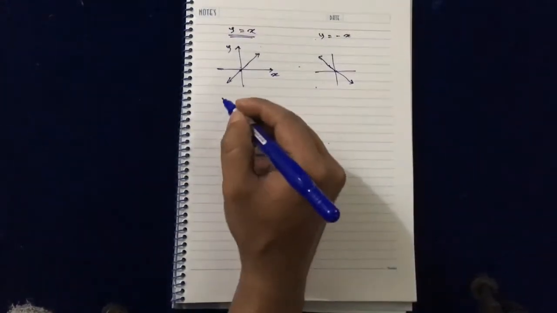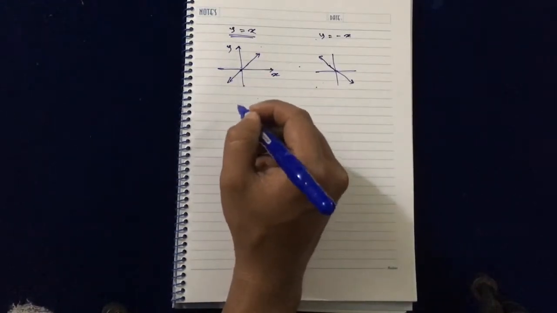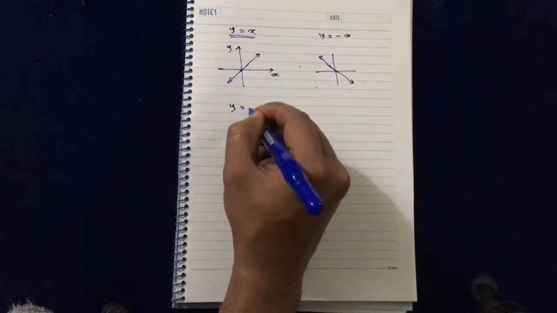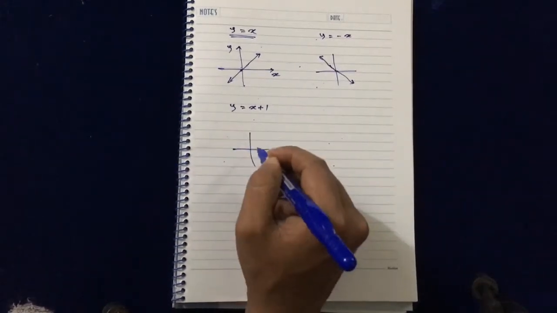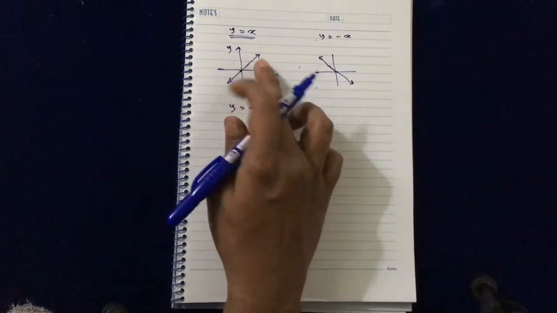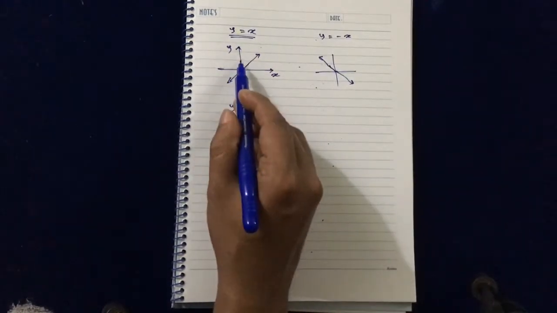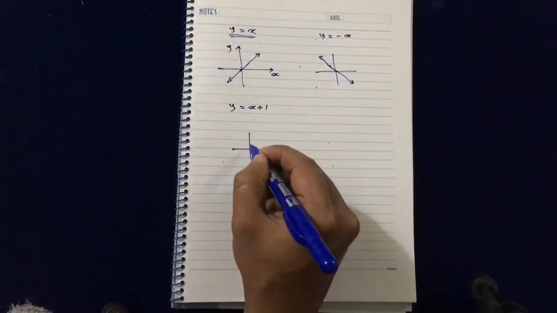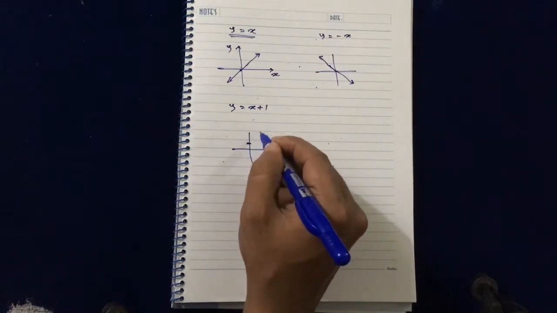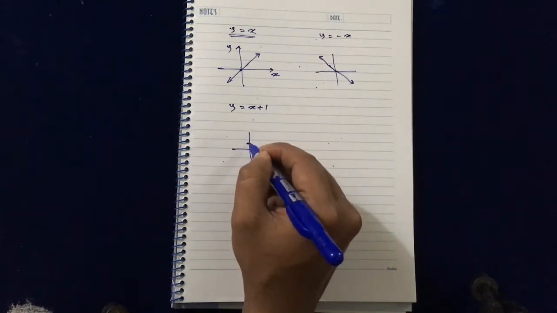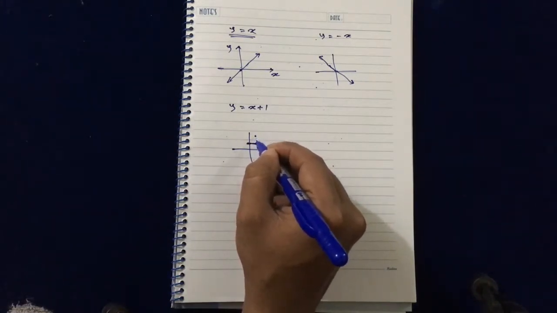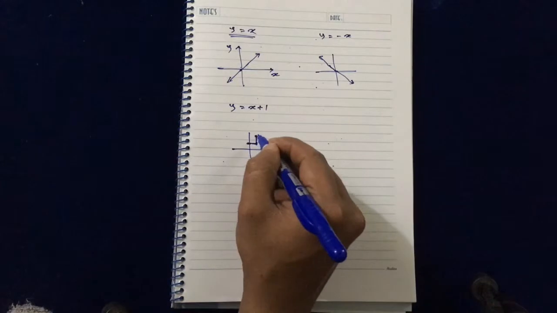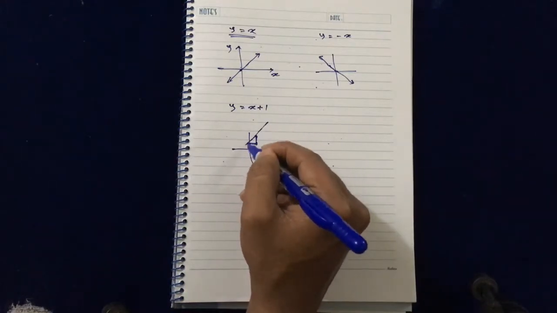Now let's extend the idea, and let's say this is not the y equals x graph, this is y equals x plus 1. What will happen here? In this case, the graph will remain the same, it will just move 1 unit up. The angle will be exactly the same. If I want to draw this, I go the same distance up, and then draw it.